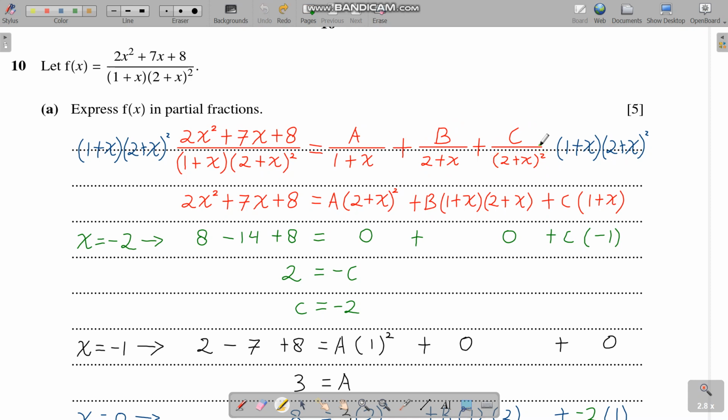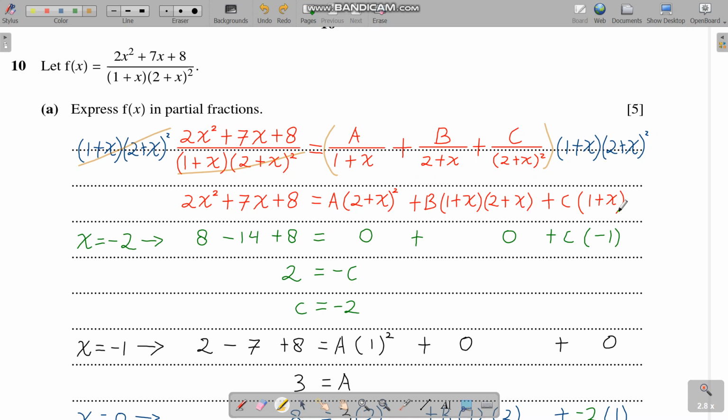So now we multiply both sides by the denominator. On the left they cancel out, we have only the numerator. On the right, after we multiply each term, from here cancel out, we have a times 2 plus x all squared, and from here we cancel out, we have b times 1 plus x, 2 plus x, and from here we cancel out, we have c times 1 plus x.